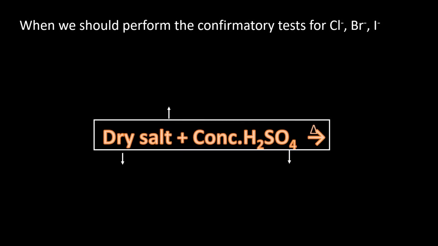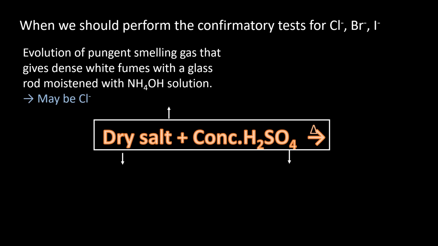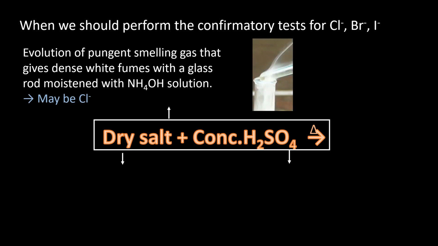Now, the first question comes: when should we perform the confirmatory test for chloride, bromide and iodide? You know these three halides belong to volatile acid group B, where in the dry test we use concentrated sulfuric acid. After heating with concentrated sulfuric acid, if you get the evolution of pungent smelling gas that gives dense white fumes with a glass rod moistened with ammonium hydroxide solution, then it may be chloride. Like this, dense white fumes with ammonia.